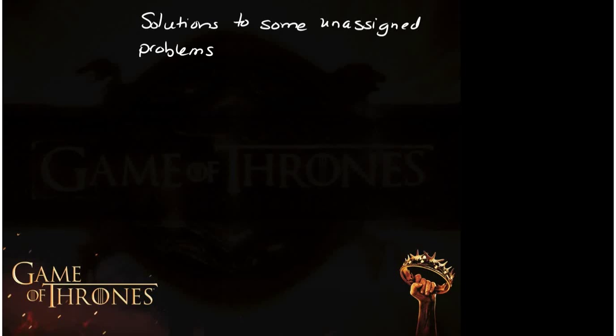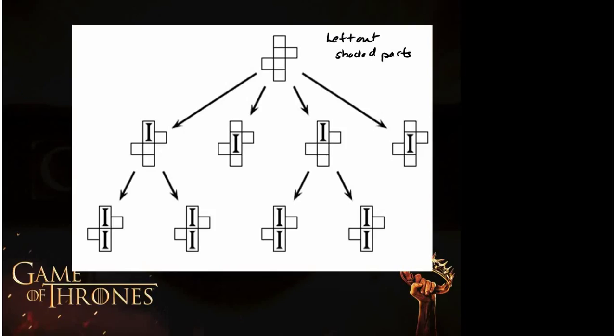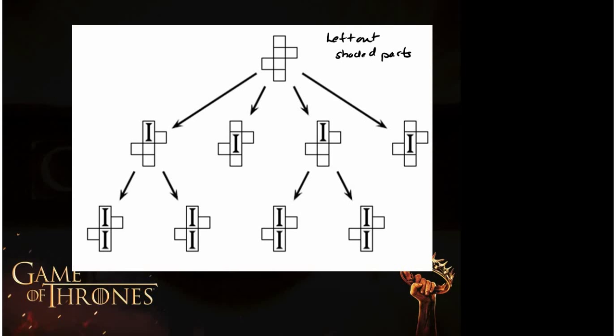So I wanted to go over some of the solutions to the unassigned problems because I wanted to show you methods of how you would look at one of these problems and solve something. For example, what would a tree look like for cram? And some of you actually did this on your in-class assignment. I just left out the shaded parts, and you can see what would happen in this case.